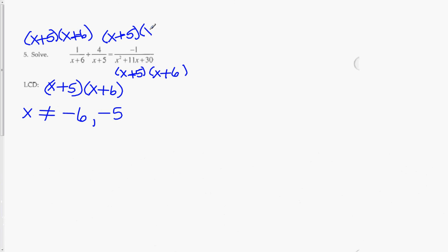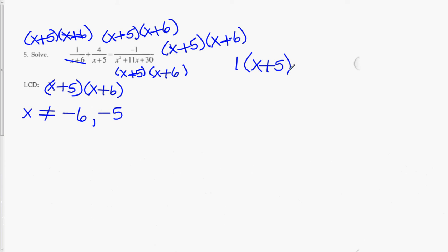Got a little bit more room on this page, so I'm going to actually do the writing next to each one. Okay, so on this first one, x plus 6 is cancel. So I have a 1 times the x plus 5. On the second one, x plus 5 is cancel. So I have a plus 4 times an x plus 6 equals. On this one, both parentheses cancel. So on top I have a negative 1, so it stays a negative 1.